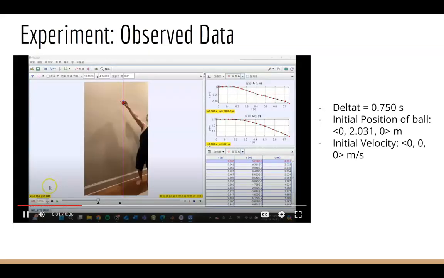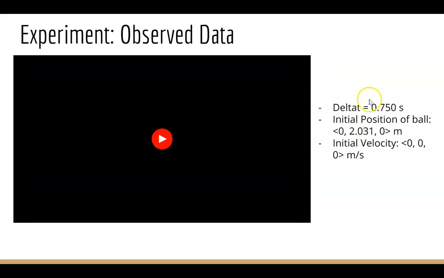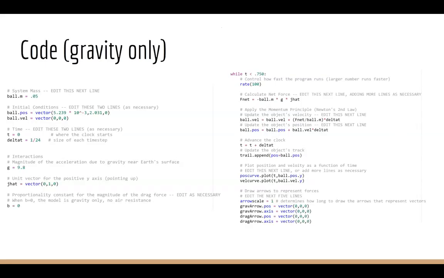For the observed data, I dropped the stress ball from a certain height and then tracked the position, and delta t is equal to 0.750 seconds. The initial position of the ball is 2.0310 meters, and the initial velocity is 0.00 meters per second.